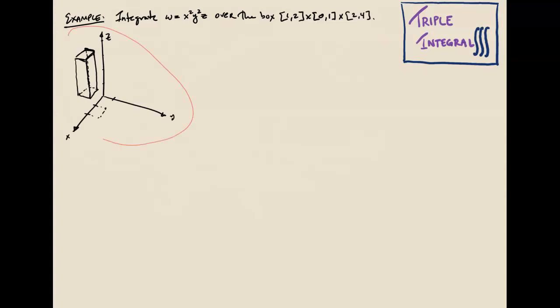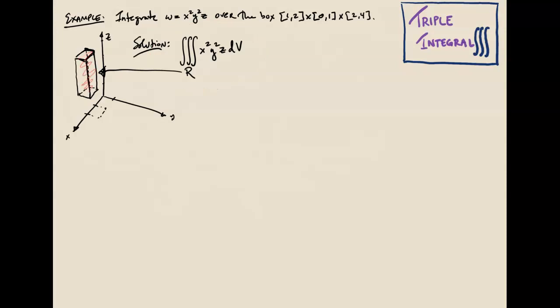That region would look something like this. Now, to put this request in symbolic form, what we are looking for is this, the triple integral of the function over the region R, which is this rectangular box. The meaning of this you are well acquainted with.